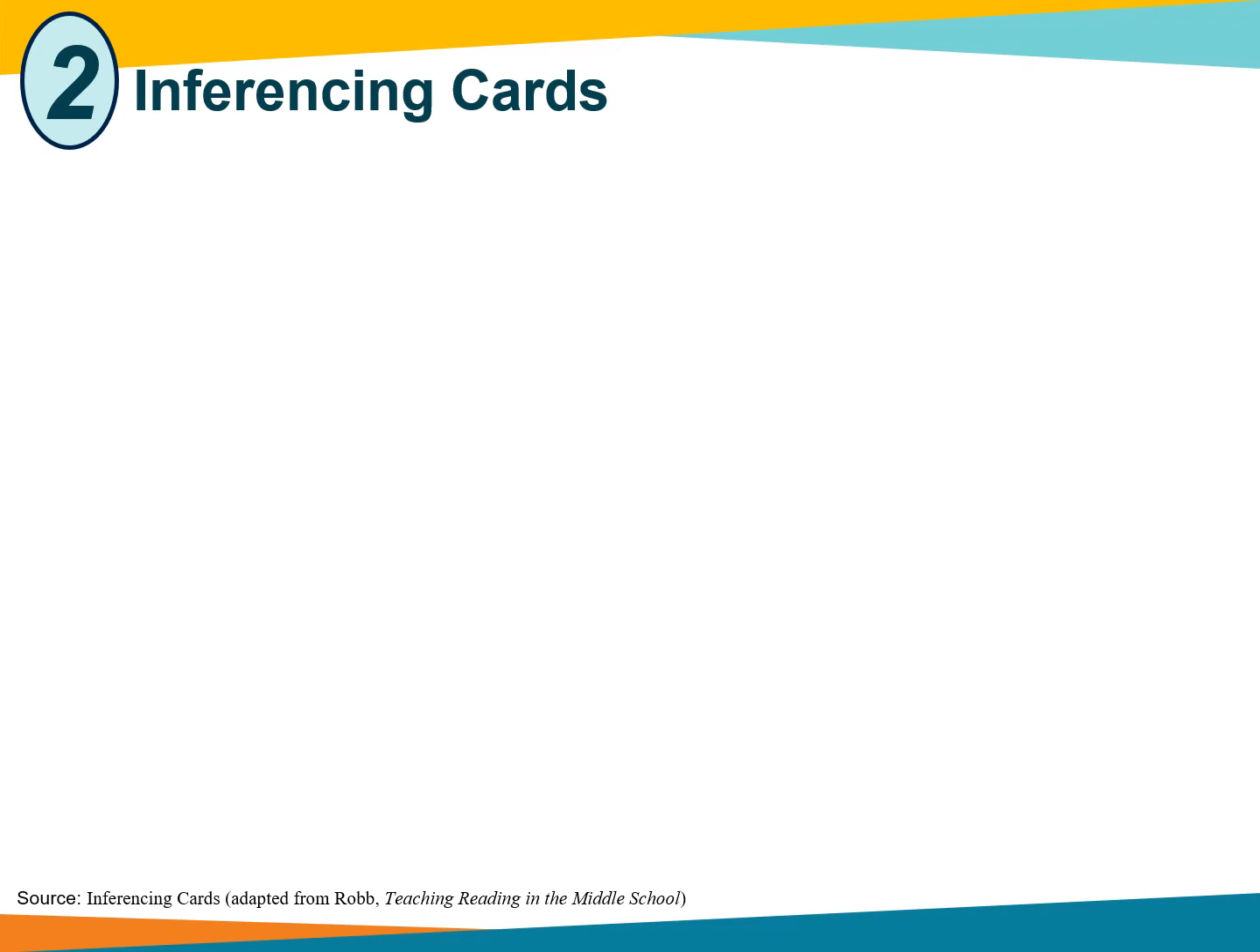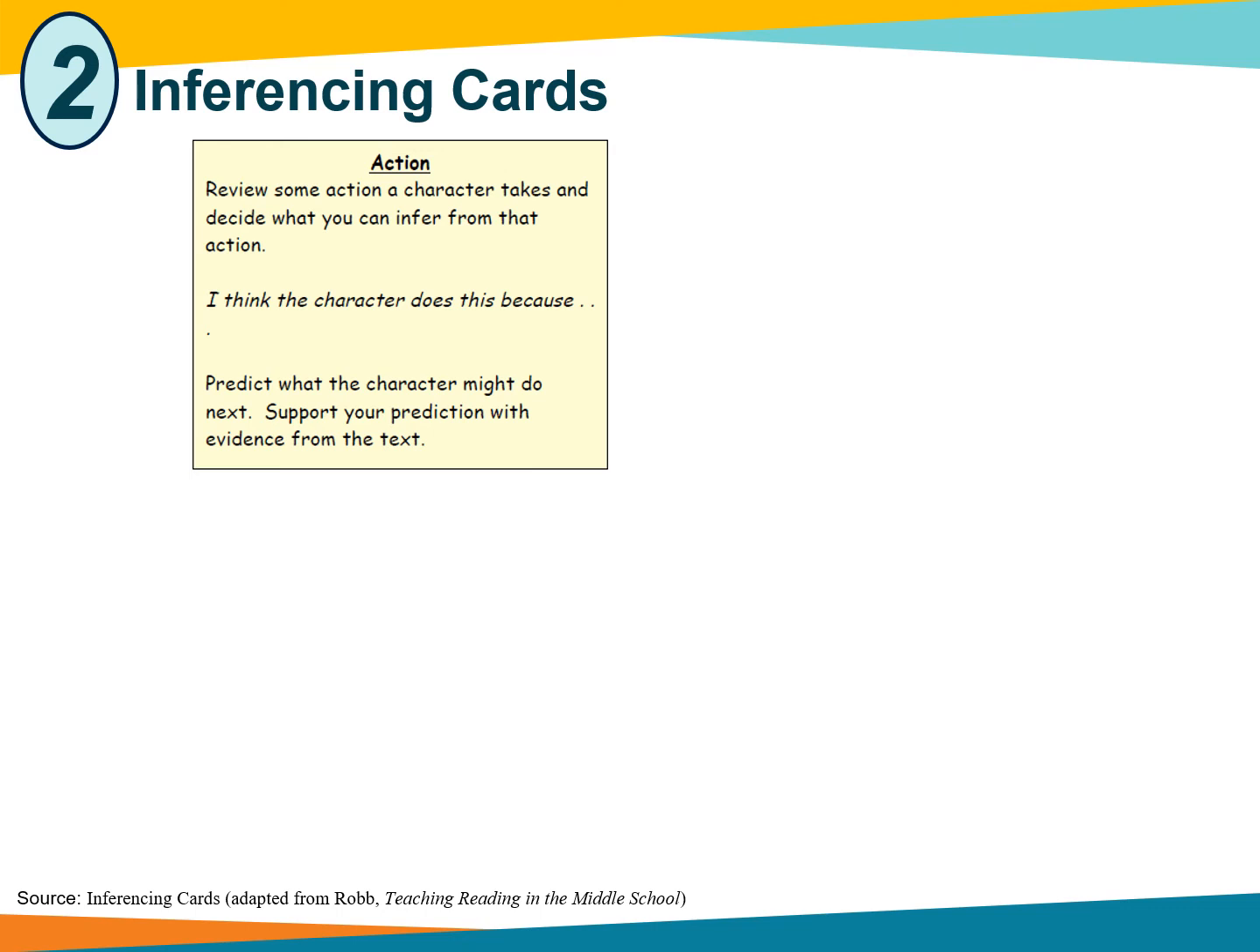The second activity is called Inferencing Cards. Once again, after students have read the selection, they can complete the inference card. The inference cards are as follows. Action: review some action a character takes and decide what you can further infer from that action. Here you have an example. Predict what the character might also do next. Support your prediction with evidence from the text.